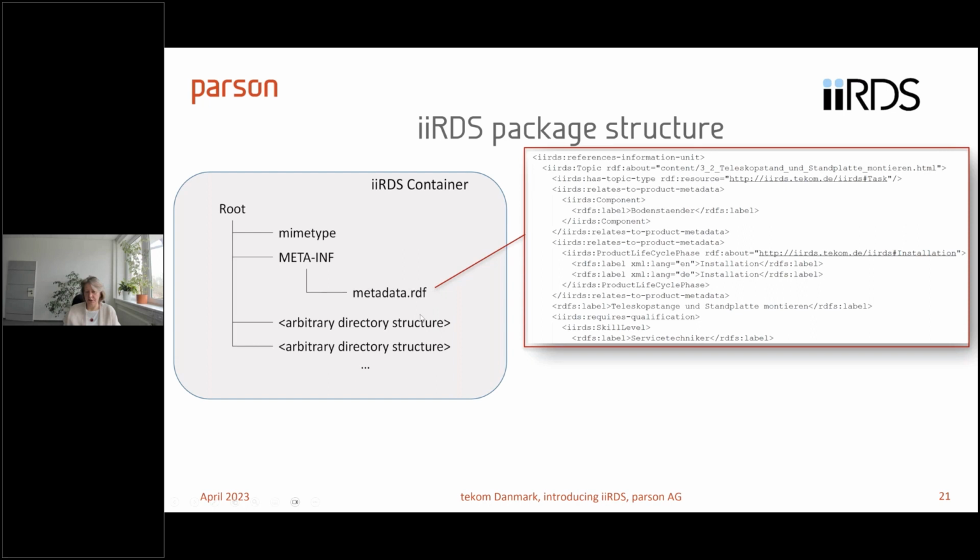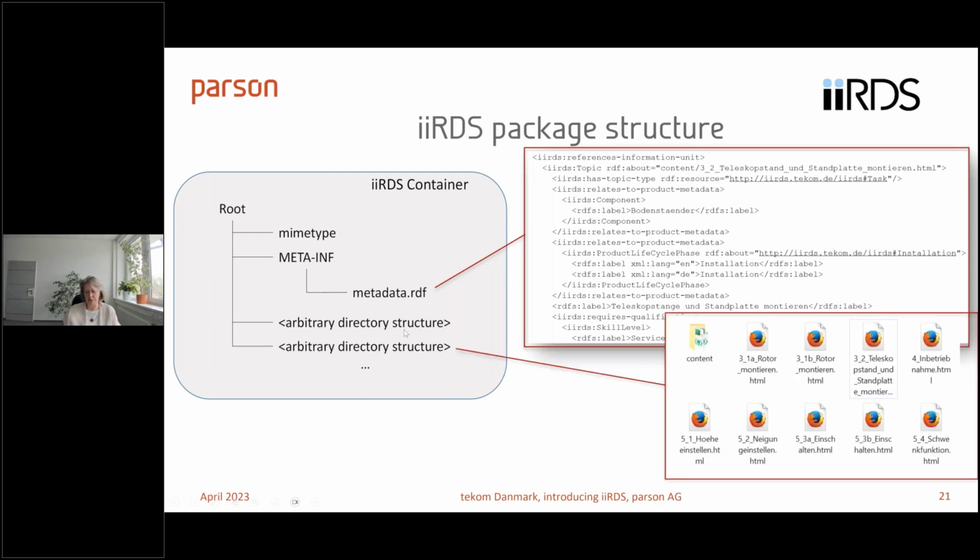So the content is located here in those directories, meaning that the content and the metadata are separated in the delivery. The metadata is all concentrated in the RDF file, and it points to the renditions here of the content. This could be HTML, for instance, but it could also be PDF or XML. So just like we separate structure and layout from our content in the CCMS, iiRDS separates between content and metadata.